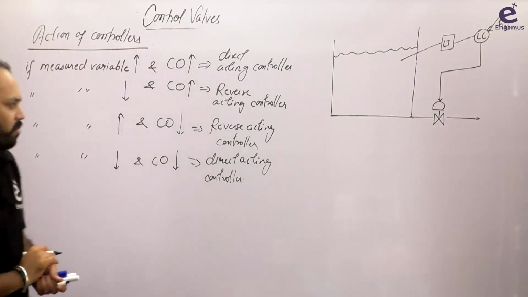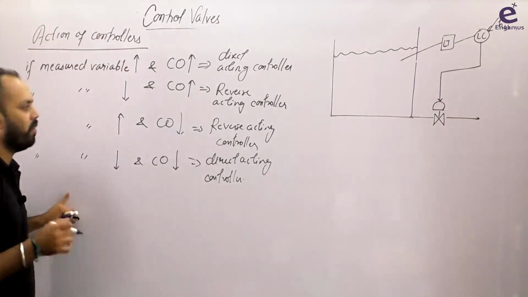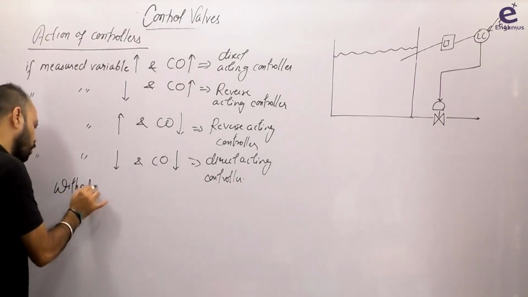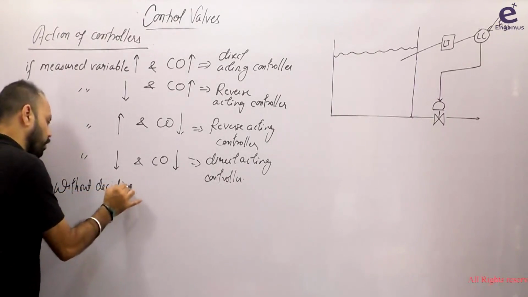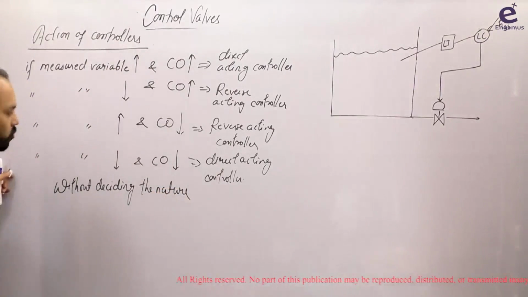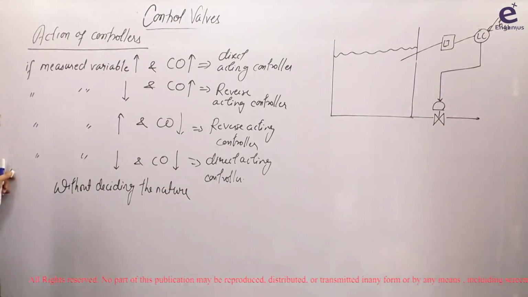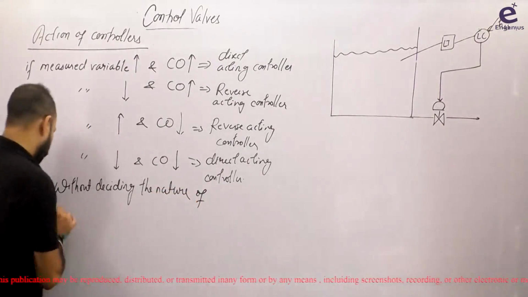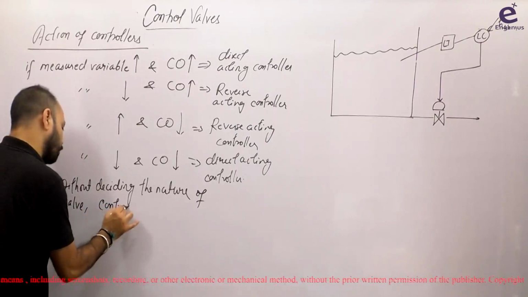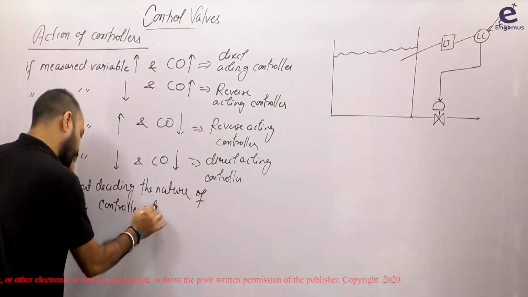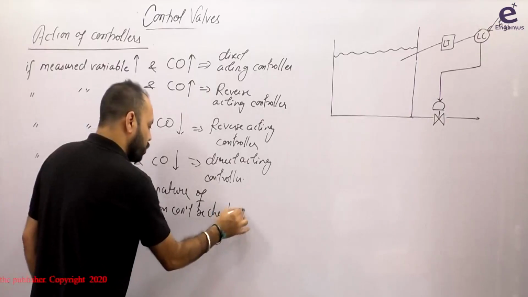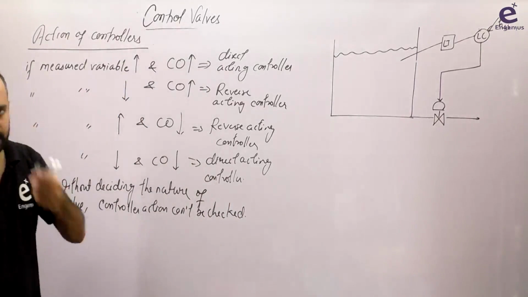Fine. Now suppose, let us first decide, see, without deciding the nature of valve, यहाँ पे लिख लेते हैं, without deciding the nature of valve, we can't decide the nature of controller. So nature of valve must be known. Nature of valve, controller action can't be checked. है ना? Controller action can't be checked. तो जब तक आप valve का nature ना decide कर लो, आप controller का action check नहीं कर सकते.